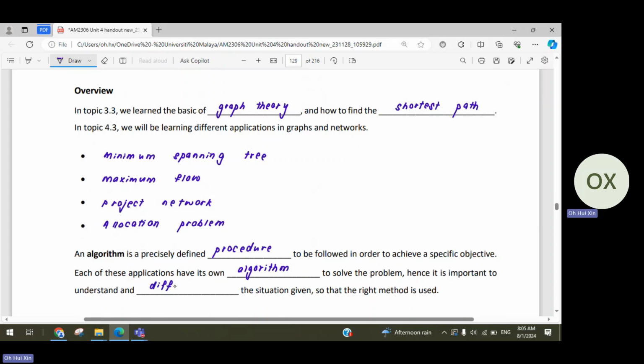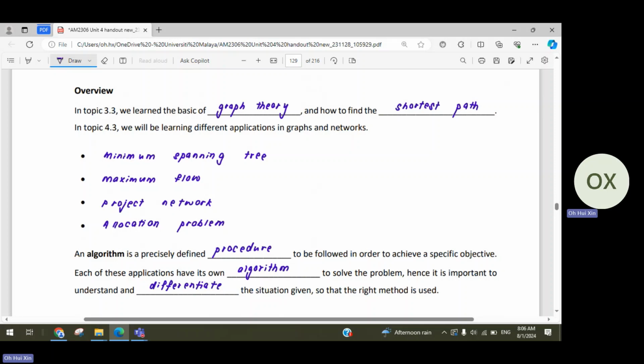That way you will be able to differentiate the situation and make sure that you are using the right algorithm. If you are solving minimum spanning tree, then you cannot use the algorithm for maximum flow. If you are solving maximum flow, then you can't use the algorithm for project network. So you should be able to differentiate the meaning or the definition of each of the problems so that you are able to apply the correct thing.